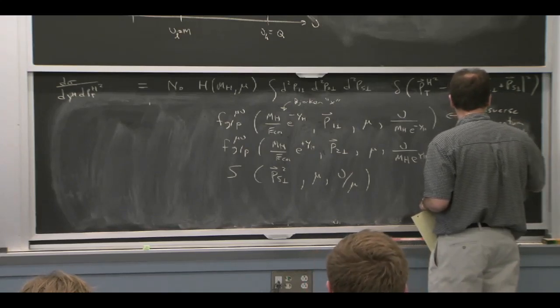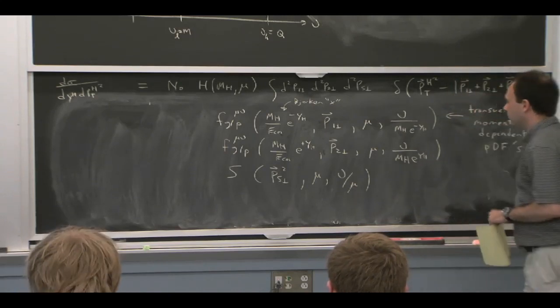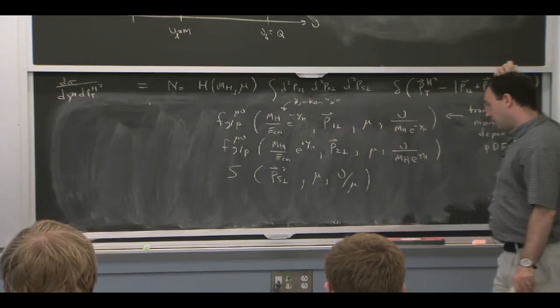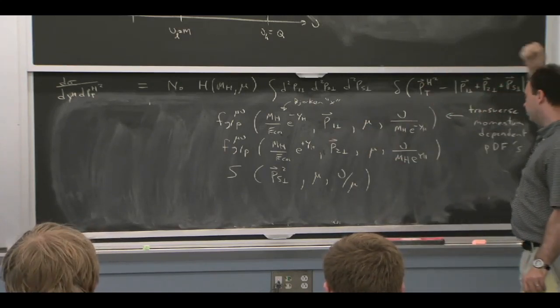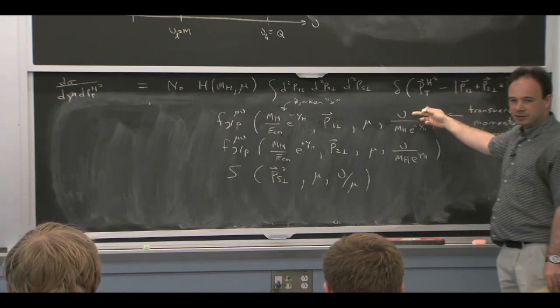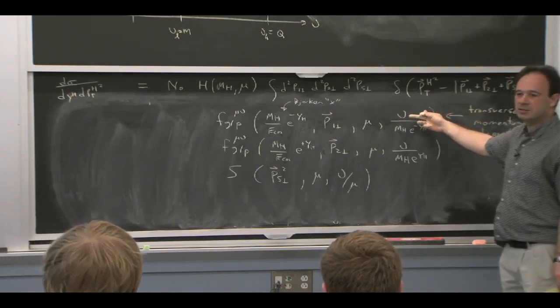So they're not the standard PDFs that you're used to thinking about. They have this dependence on transverse momentum. And because of that dependence on transverse momentum, they also have these rapidity divergences. And these are the renormalized ones at this new scale.